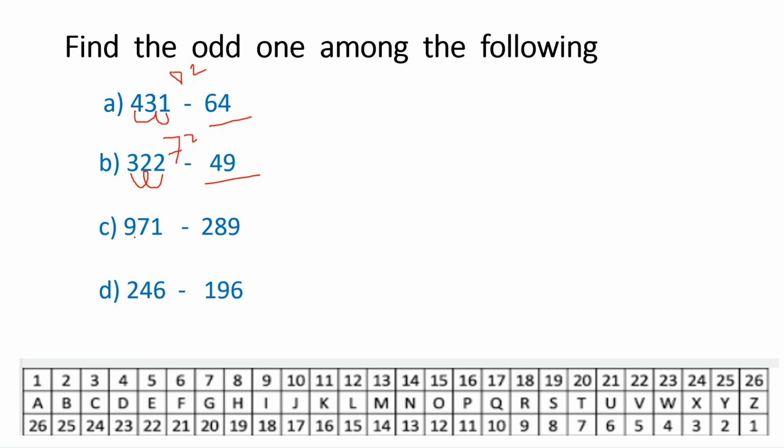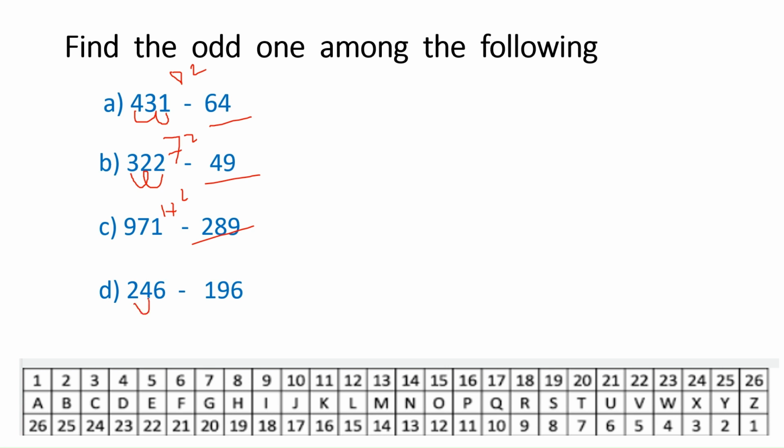So 9 plus 7 is how much? 16. 16 plus 1 is 17. 17 square is how much? 289. Then this is also right. So then the last one, let us see.